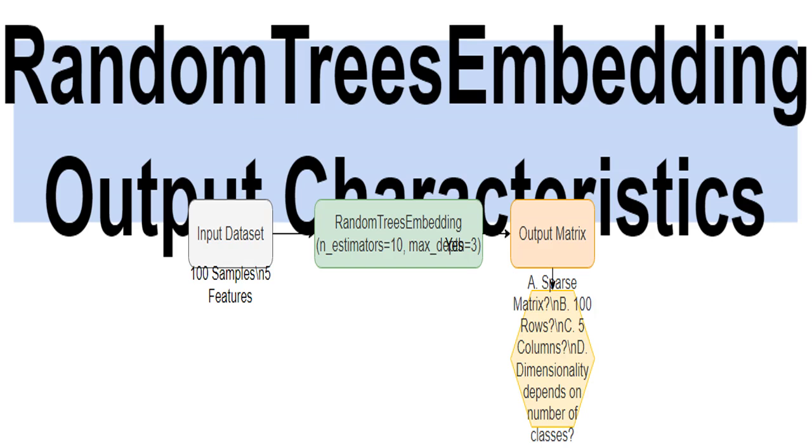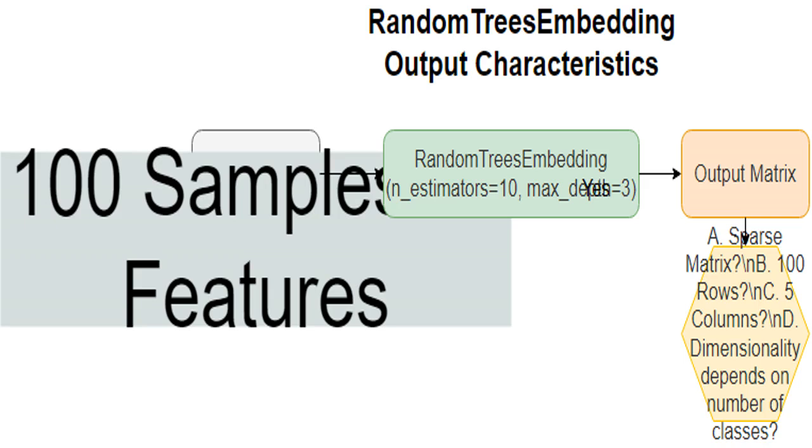I already mentioned this, but it's crucial to remember. The dataset has 100 samples and 5 features. This sets the initial parameters I'm working with.